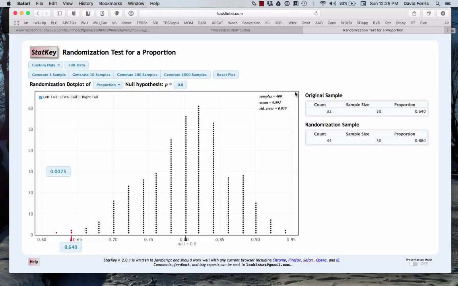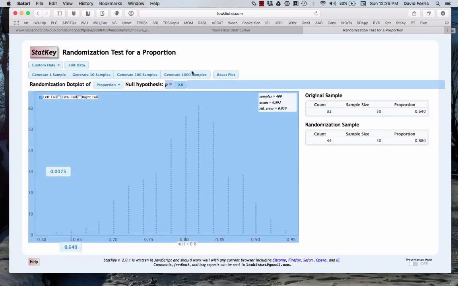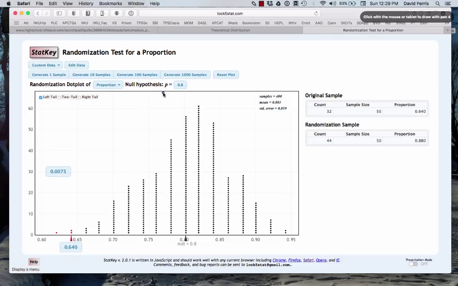So let me take you back to the basketball player that claimed to be an 80% free throw shooter. So here's the claim that the true percentage of hit shots will in fact be 80%. But we took a sample, and you might remember he hit 32 out of 50. So the p-hat, the sample proportion, was only 64%. And we were wondering whether or not that was statistically significant.